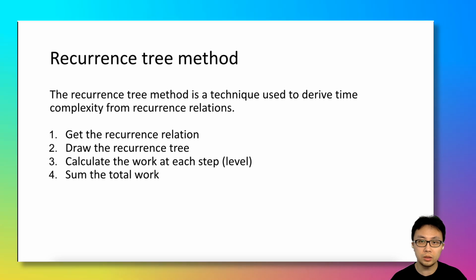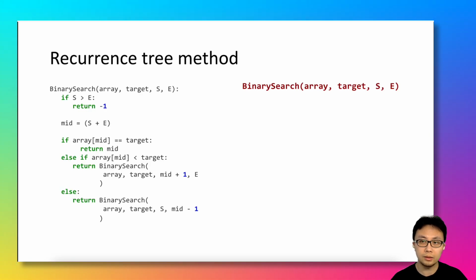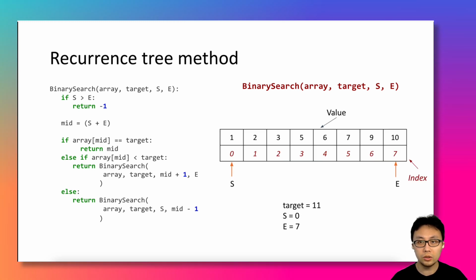Let's use binary search as an example to make sense of this method. We already have a recurrence relation, so we are done with step 1. Step 2 is about drawing the recurrence tree. Think about that we are executing binary search on a set of arguments, including the array, the sorted array, the target, the starting and ending indexes. So the array is the example we studied, and the target is 11. The starting index is 0 and ending index is 7.